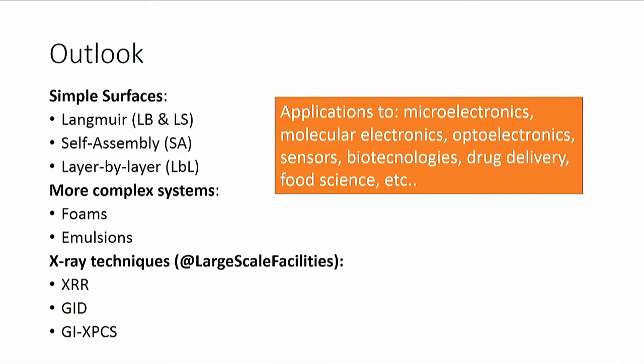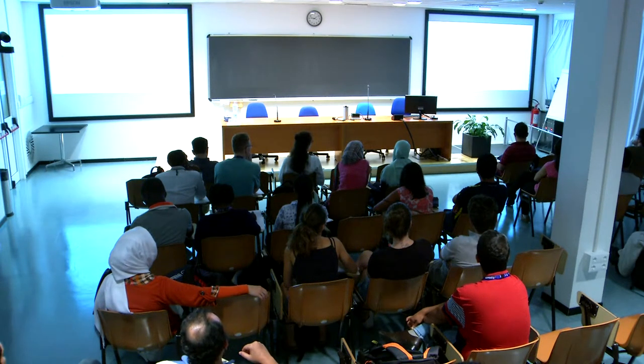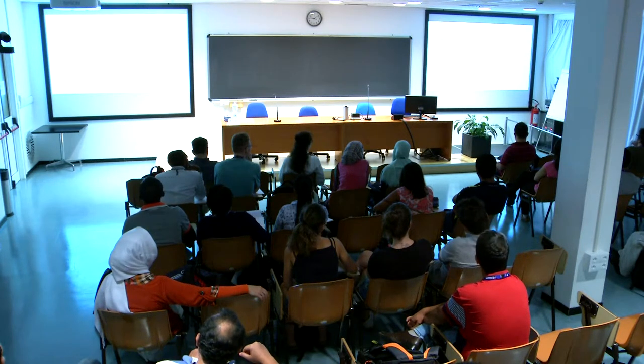So the outline of this lesson or talk: I will start from simple surfaces, focusing on Langmuir monolayers that are very simple, and then give a brief overview of self-assembled and layer-by-layer structures. Then I will focus on more complex systems like foams and emulsions, and this will give me the opportunity to talk about the diffusing wave spectroscopy experiment that some of you will do in the hands-on session in the next days.